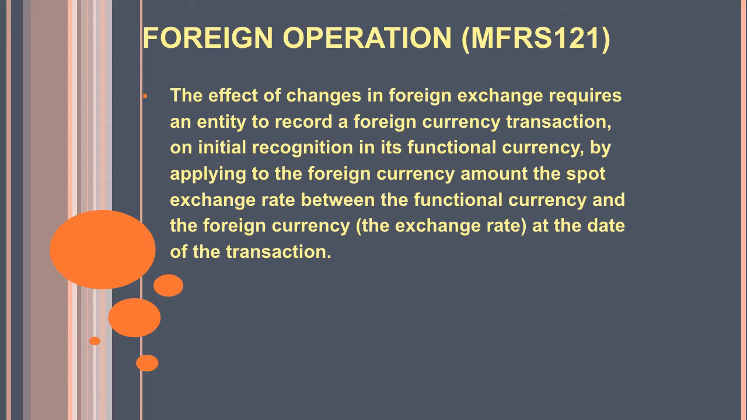Now we will look at foreign operation. MFRS 121, the effect of changes in foreign exchange rates, requires an entity to record a foreign currency transaction on initial recognition in its functional currency by applying to the foreign currency amount the spot exchange rate between the functional currency and the foreign currency at the date of the transaction.